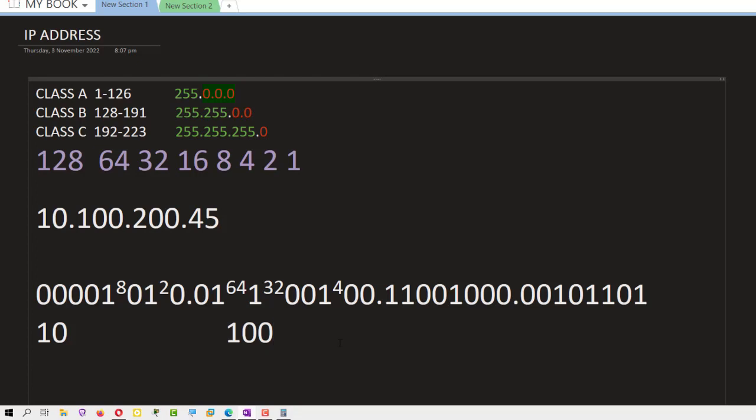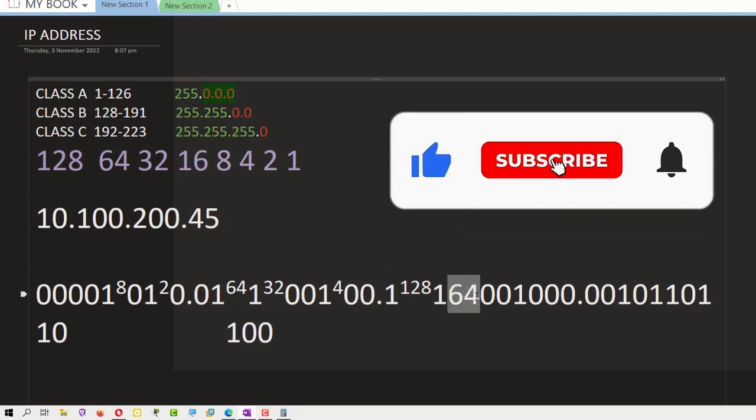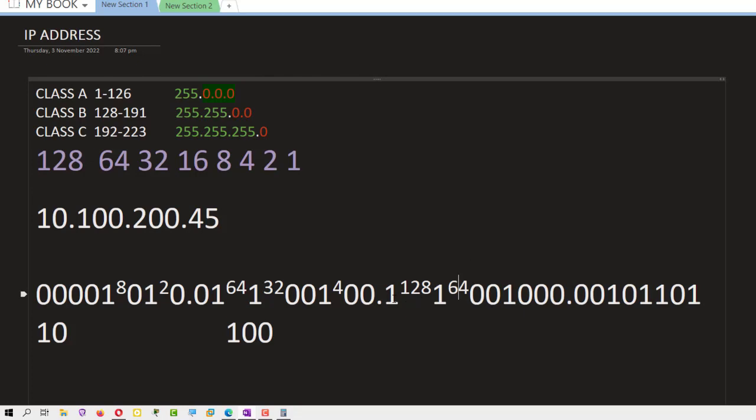All right, so let's get down to the next octet. Here we have 128. That one's on, and 64 is on. So I'm going to put this one there. Let me count: 1, 2, 3, 4, 5. So 8 is on here.